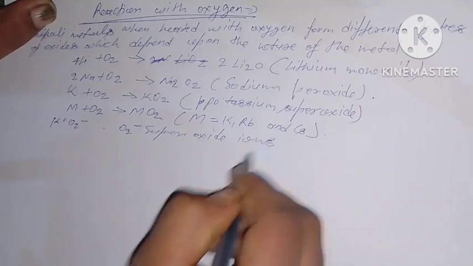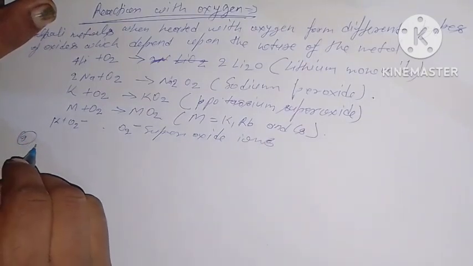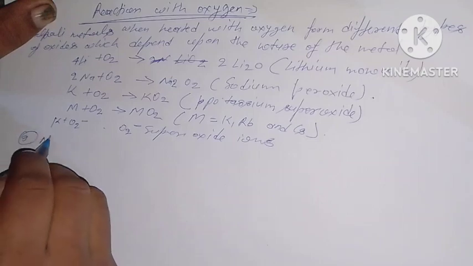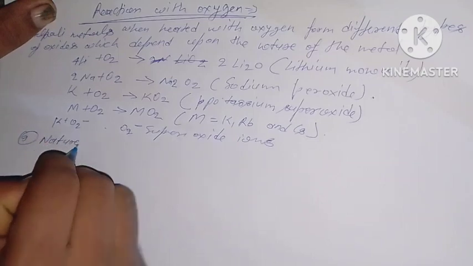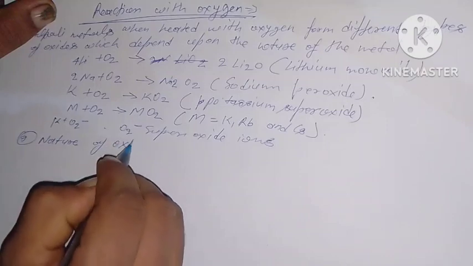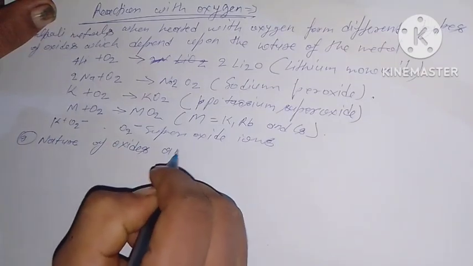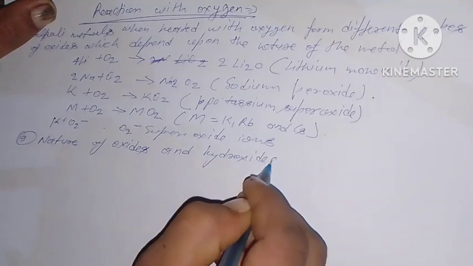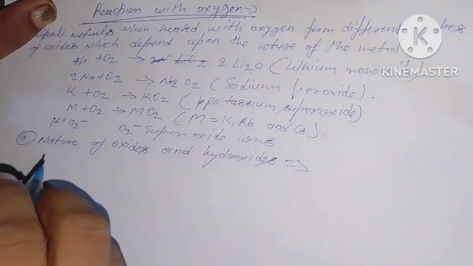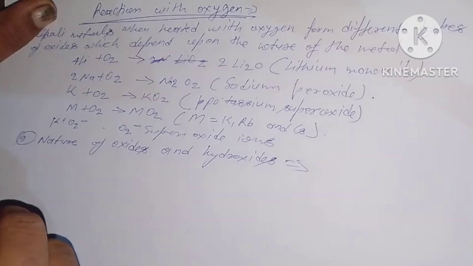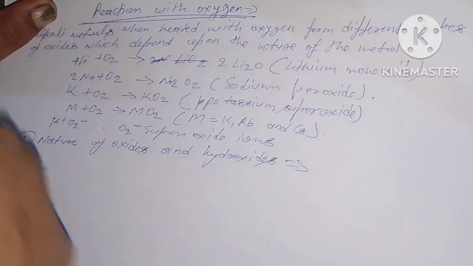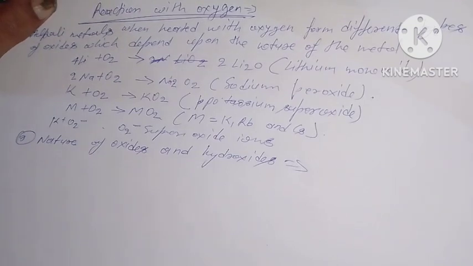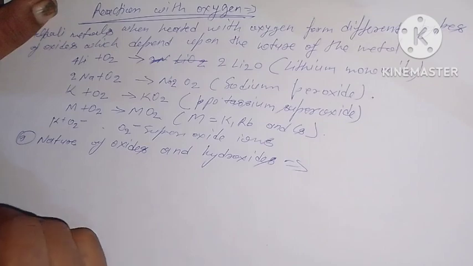Superoxide ions. Okay. Next, point 9: nature of oxides and hydroxides. Alkali metal oxides and hydroxides are all basic. They do not show amphoteric character.